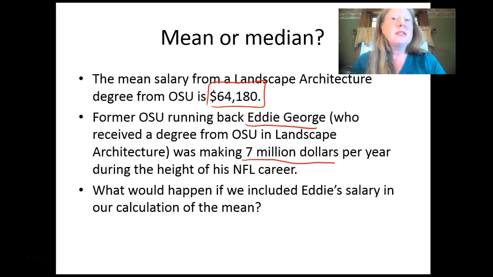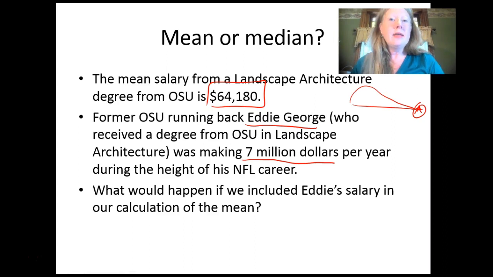But we know that's going to be misleading, because we know the distribution would end up being skewed to the right. You know, Eddie's way out here. So we're misleading our consumers or our audience into thinking maybe something's going to happen that really isn't going to happen. So if we included Eddie's salary in our calculation of the mean, the mean would increase.